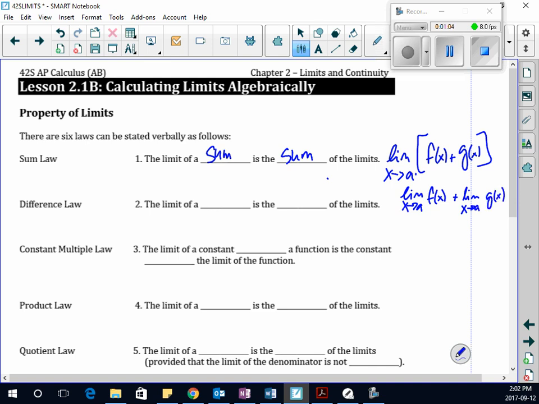This is what it means. The limit of a sum is the sum of the limits, right? Basically, find the limits individually and add them up. For the difference, I'm not going to write that one out because it's essentially the same thing. The limit of a difference is the difference of the limits. All I'd have to do is put a subtraction there, and it's the same thing. So what I'm trying to say is you can separate it, right?